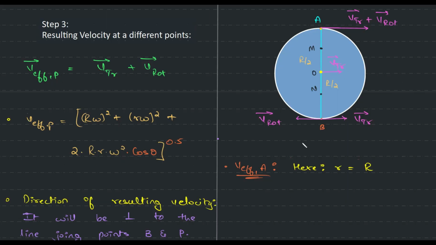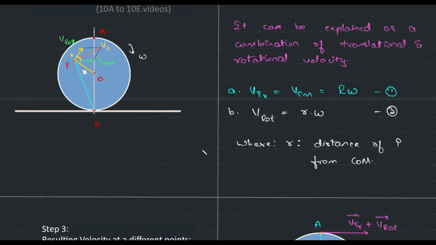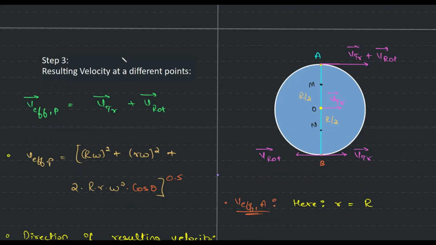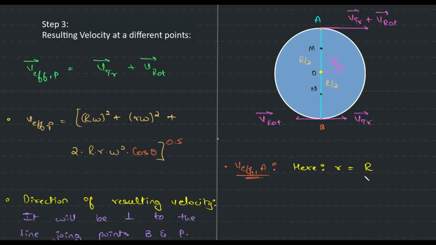So theta here is how much? Theta is the angle between V com and V rotation. How much will that be? Both are pointing to the right. So theta here is 0. This has to be very clear. And now I'll write the result directly. So root of r square omega square plus r square omega square plus 2 r square omega square cos 0, and cos 0 is 1. So 2 plus 2 is 4, and root of 4 is 2, so 2 r omega.